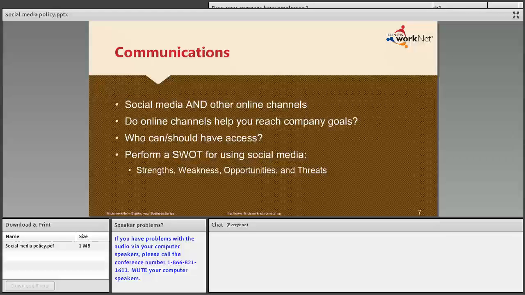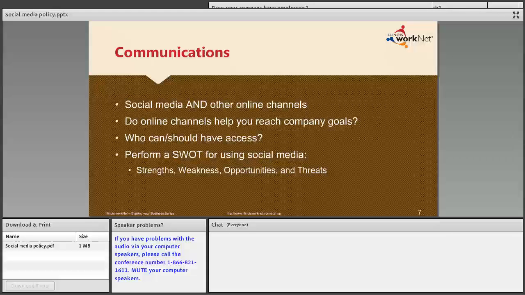One of the things that I'm suggesting here is that you may want to perform a SWOT analysis on your company using social media. What are the strengths of using it, the weaknesses? What opportunities are presented? And what kind of threats might there be from using social media? And how can you overcome those?